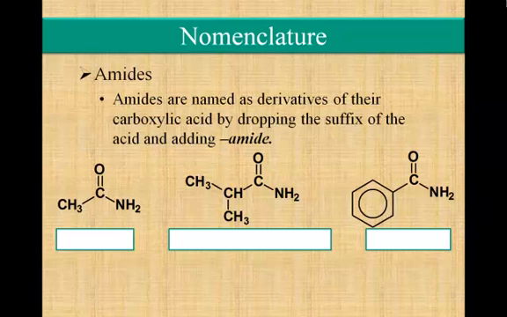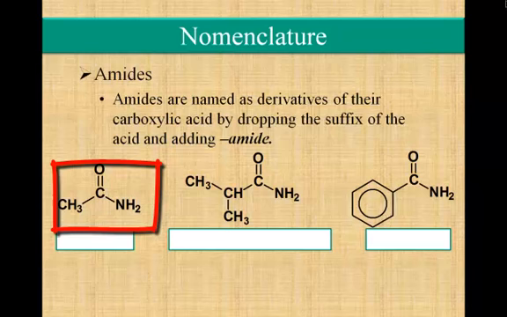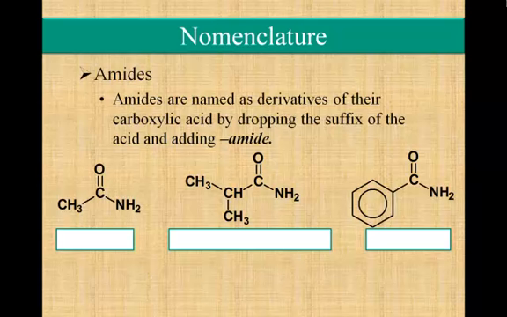So for instance, in our first example, we have the derivative of the 2-carbon acid. So the name of the acid is acetic acid. I'm going to remove the ic acid and I'm going to replace that with amide. So this name would be acetamide.